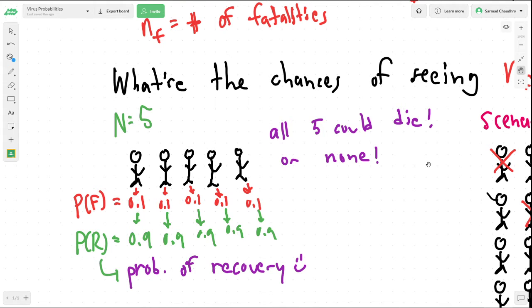Or no one can die. That's even more likely, right? None of these guys will die. And so we don't really know what's going to happen deterministically. We just have, it's a random sample. It's a random trial. Anything can happen. But we have some information.